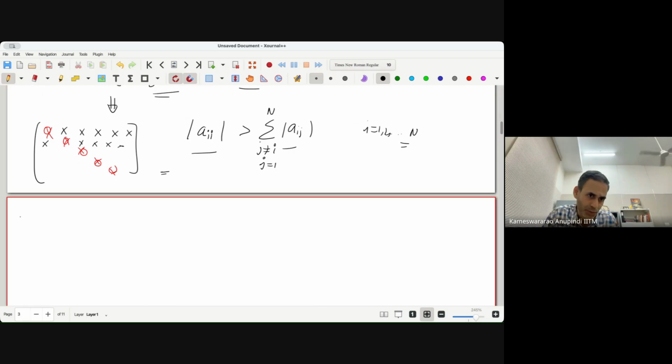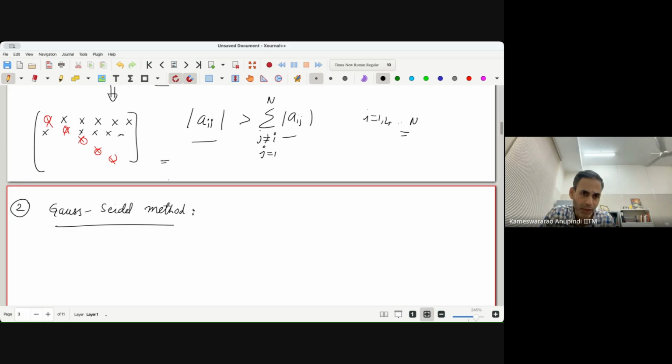Okay, let's move on to the Gauss-Seidel method. So the second method is the Gauss-Seidel method. Don't be confused. We have seen earlier Gaussian elimination, that is a direct method. Gauss-Seidel method is an iterative method. So this is different.